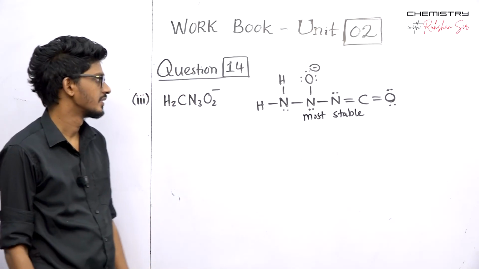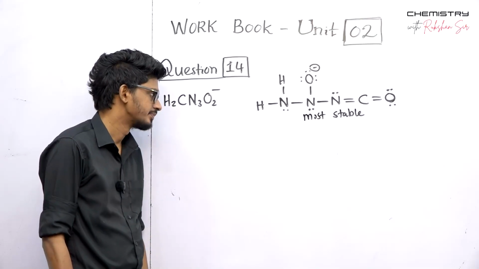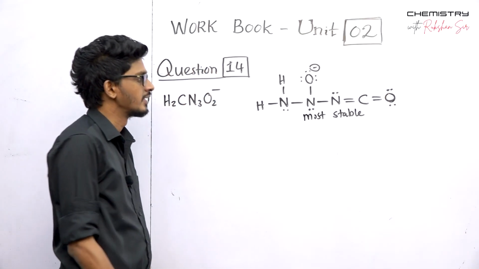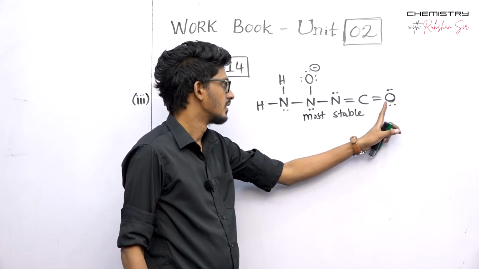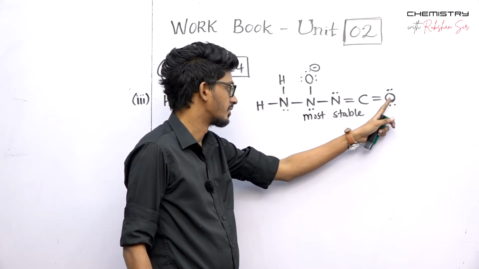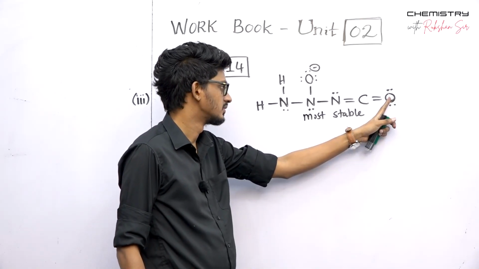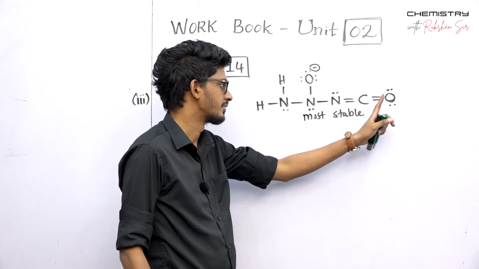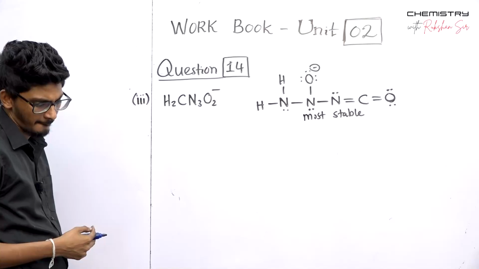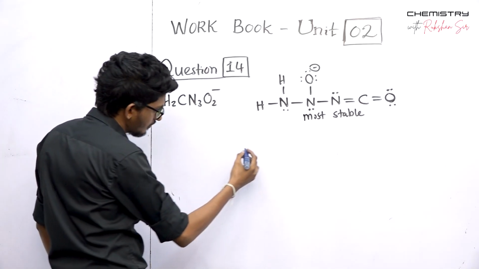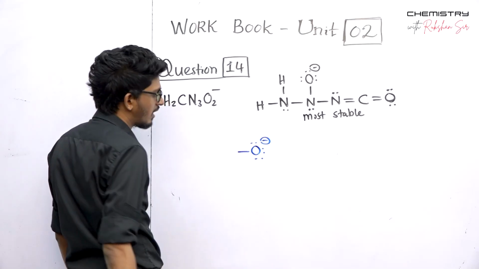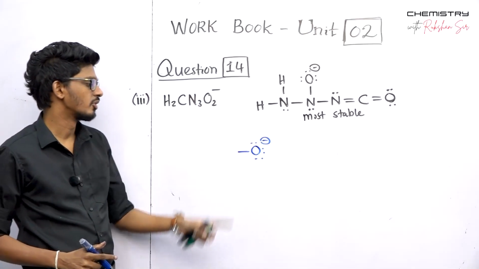So we are supposed to complete the atoms one by one. Let's start with this corner, giving this oxygen a negative charge. So I'll take it as a negative oxygen. Negative oxygen means only one bond is there. Oxygen is connected with one bond, and it is negative.